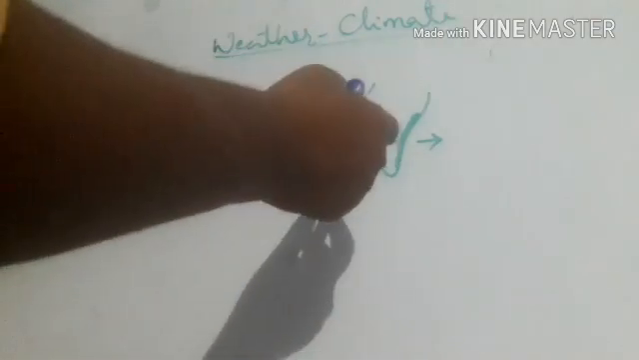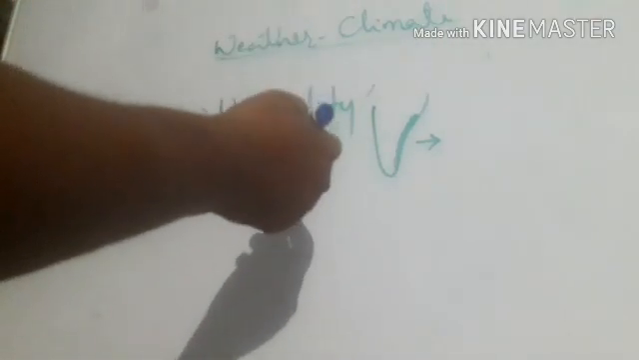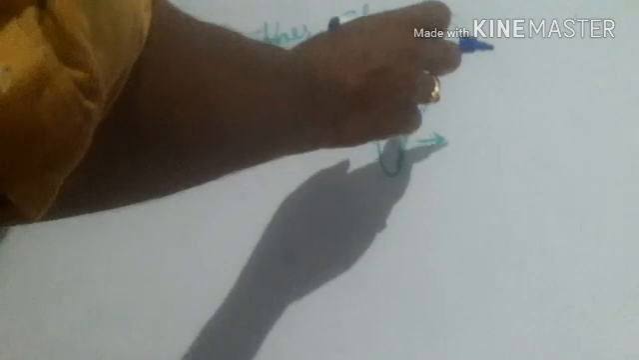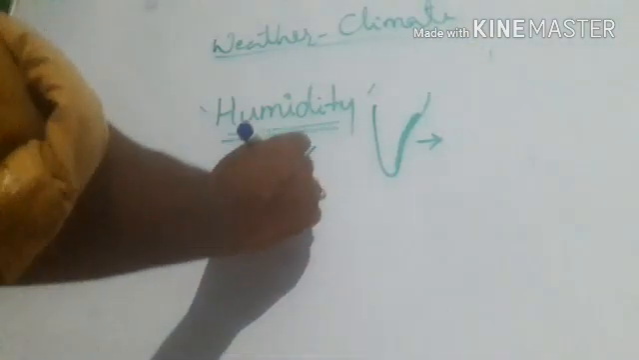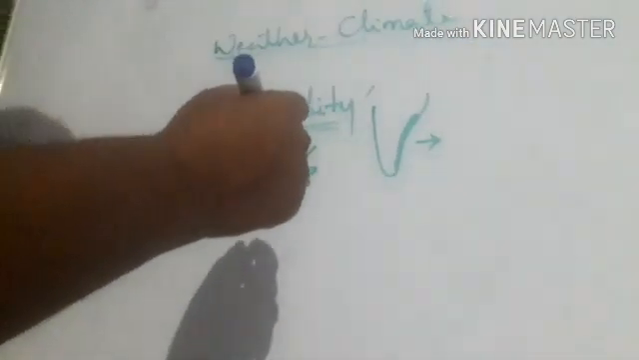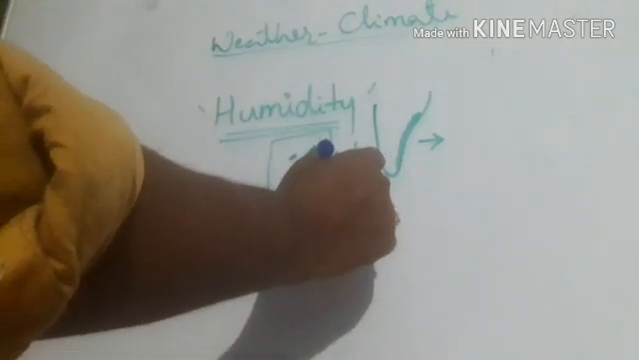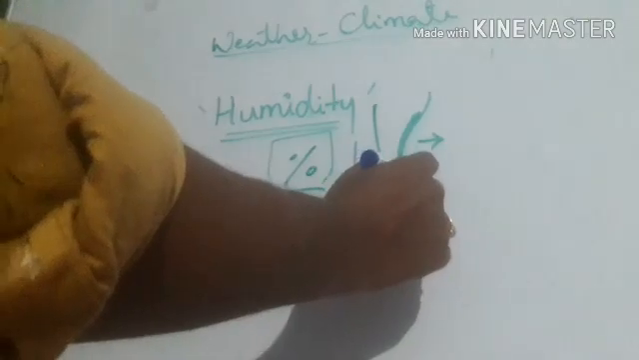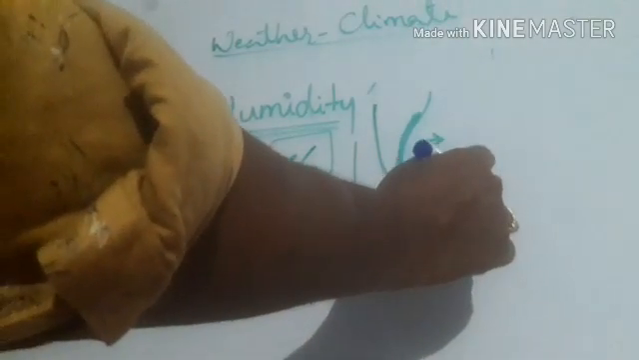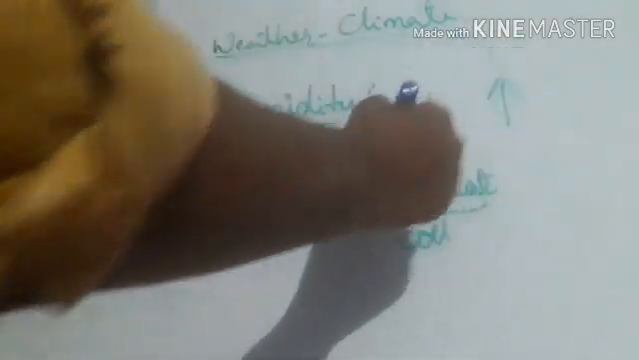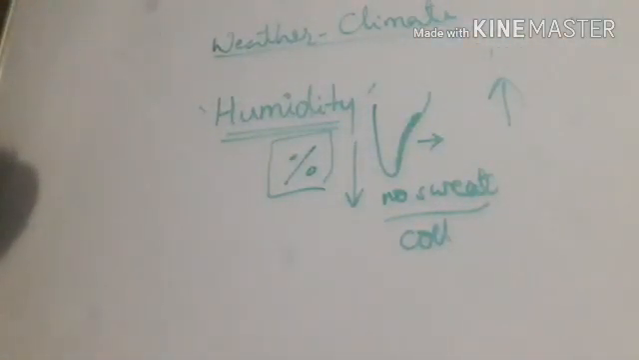If humidity in an area is generally high, the climate is said to be humid. We use the word humid. Otherwise, the amount of water vapor in the air can be calculated in percentage. If humidity is less, then no sweat and we feel cool. If humidity is high, we will get sweat and we will not be comfortable with that, right?